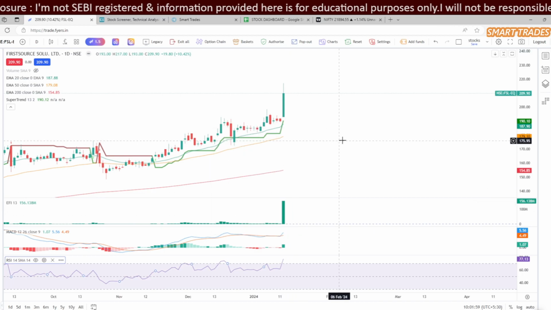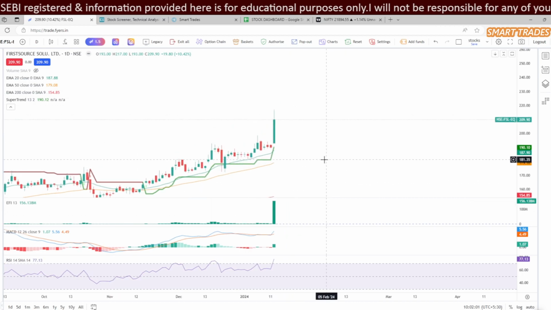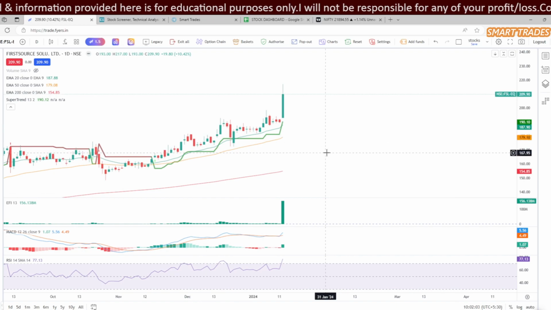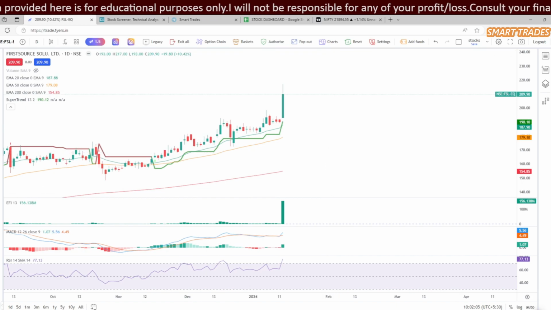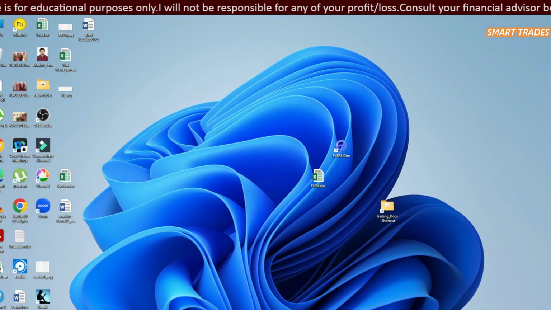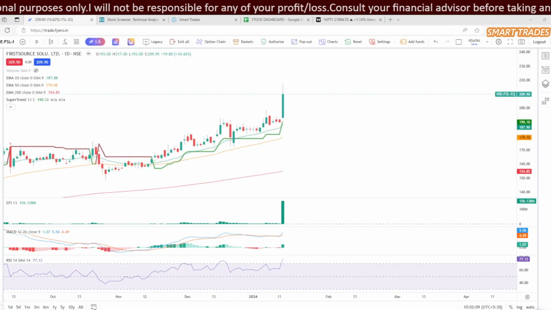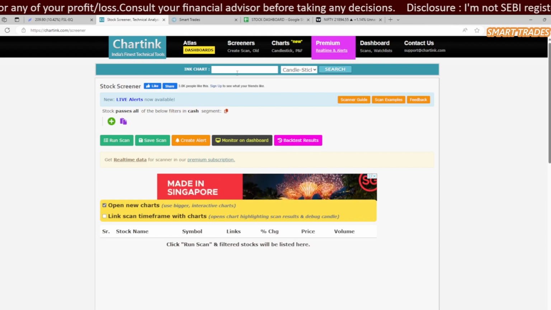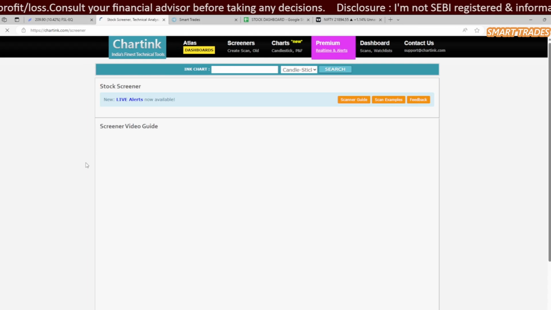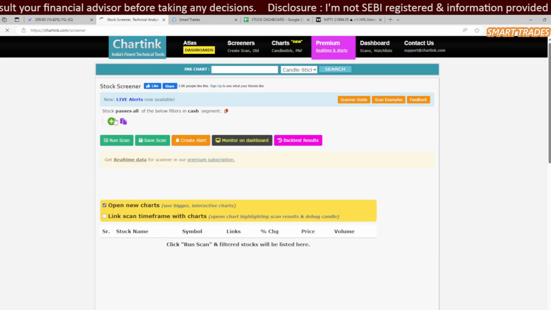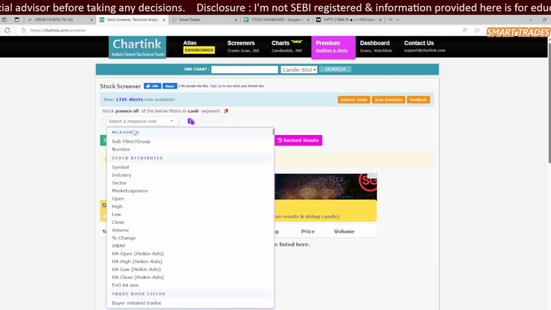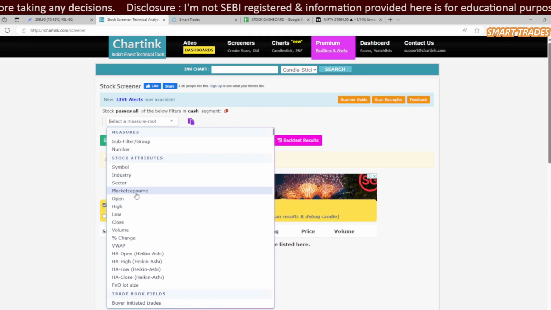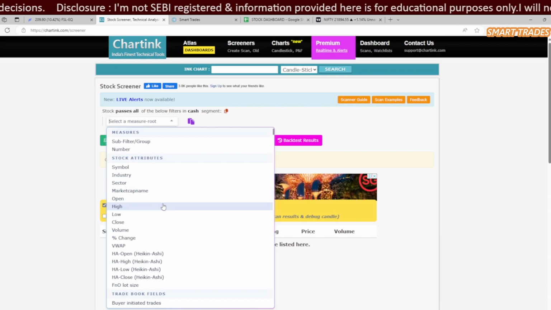So let's see, guys. We can create a scanner first. Let's see if we can create a scanner for all these indicators. For that we can use charting. Once you go to charting, we can create a scan here. Then we can start creating a scanner to identify the swing stocks.